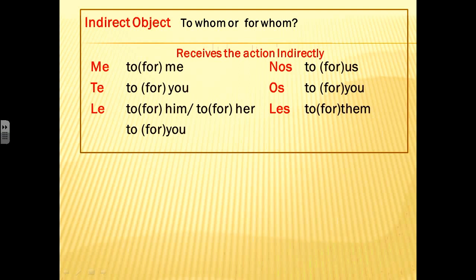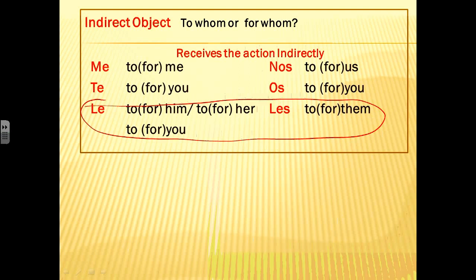These mean to me or for me. To you or for you. The only difference between direct and indirect is the le, right? Indirect is le, direct is lo, la, los, las. And if you look back at direct, direct is me, you, him, her, when you're talking about people, us, you. It's not to us or for us.